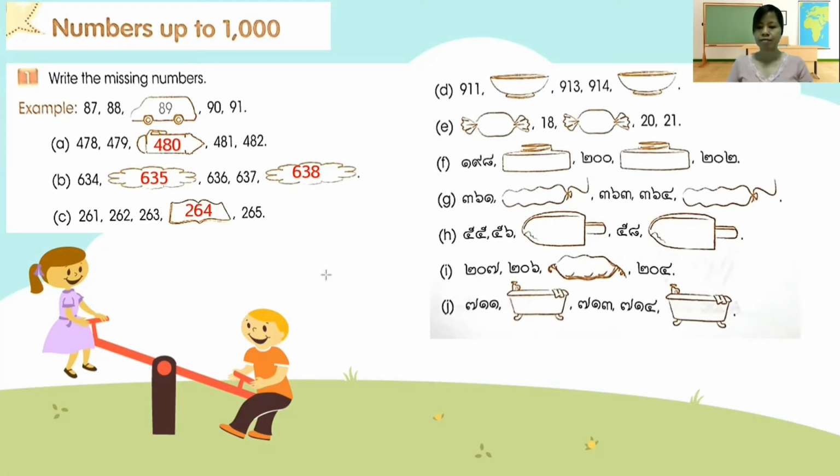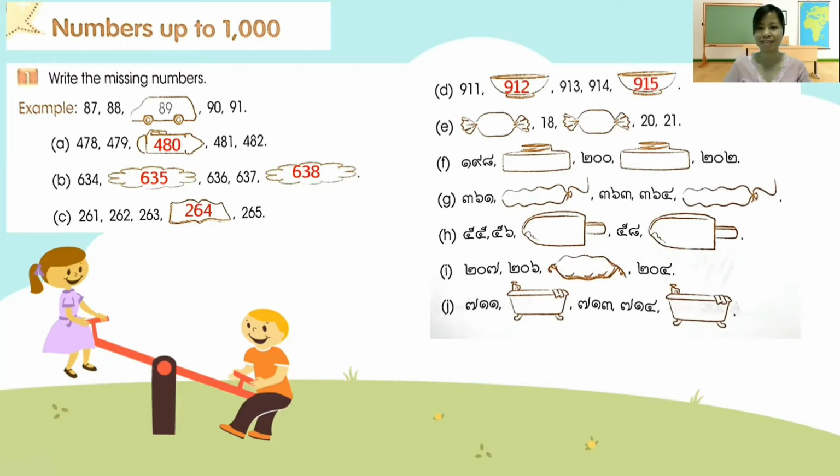So now for letter D, we have 911, and then we have the missing number. Next is 913, 914, then a missing number. Now, can you figure out what the missing numbers are? 911. What is after 11? Yes, 12. So therefore we have 912. And after 914, what is the number after 14? Great, 15. So we have 915.